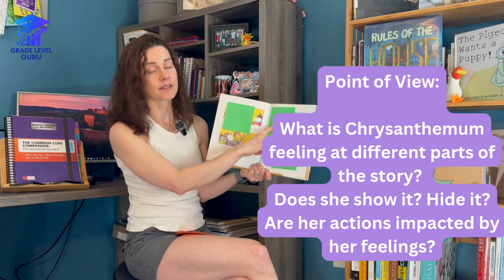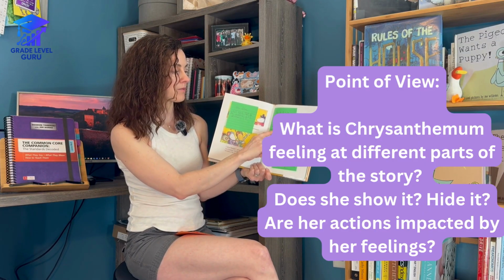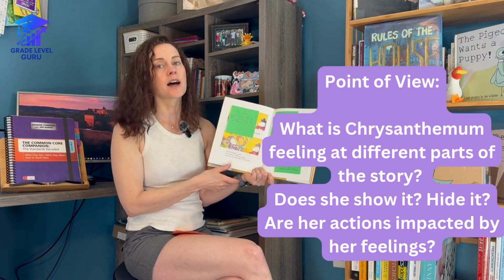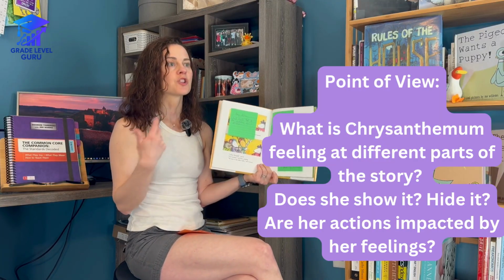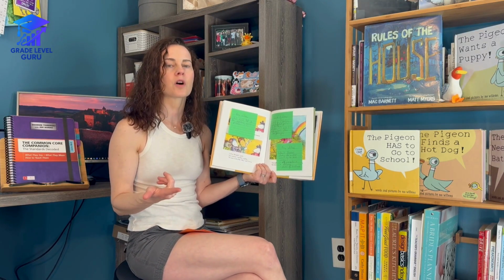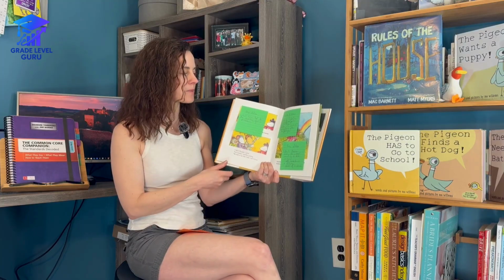She shows her feelings. She does not hide her feelings. And do her actions reflect her feelings? Yes, her actions reflect her feelings. She doesn't hide anything. She's got dreams about it. She takes longer walks to school. So she's definitely impacted by this negativity she's experiencing at school.